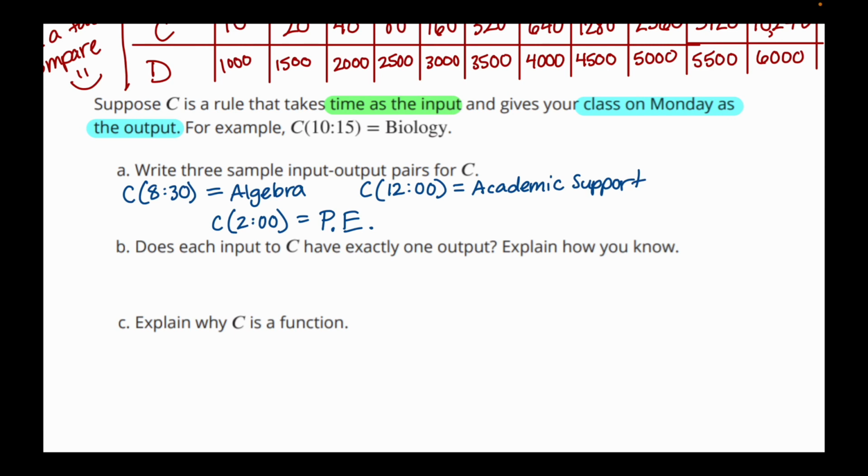Well, when the input is time, the output is the class. And we're going to say it's the class you would be in on Monday. So I'm pretty sure it's physically impossible for you to be in 2 different places at the same time, meaning you shouldn't have 2 classes at the same time. You might have it on your A and B schedule, but it's specifically your class for Monday. So exactly one output, yes. And we're going to say you can't be in 2 classes at the same time.